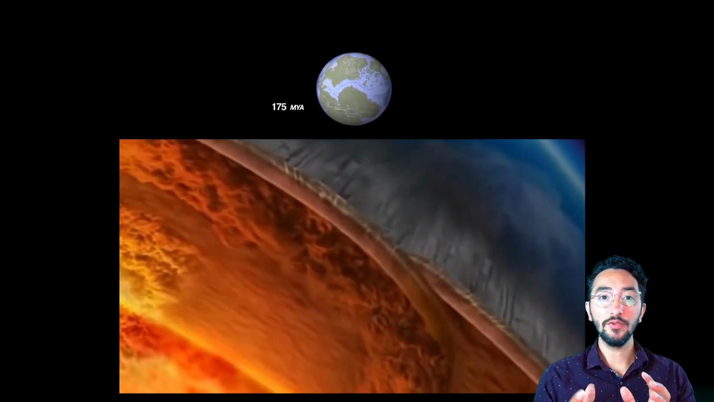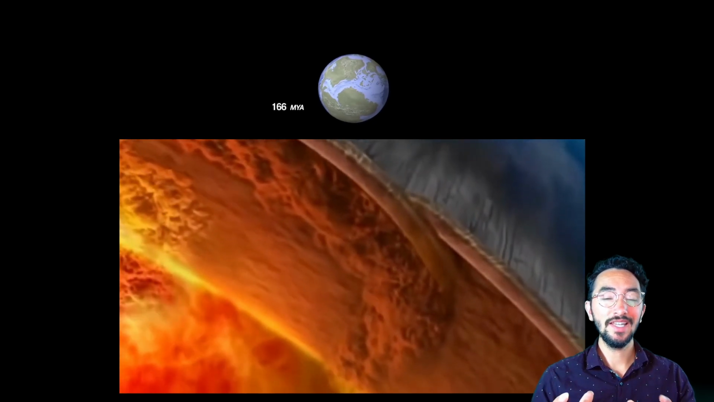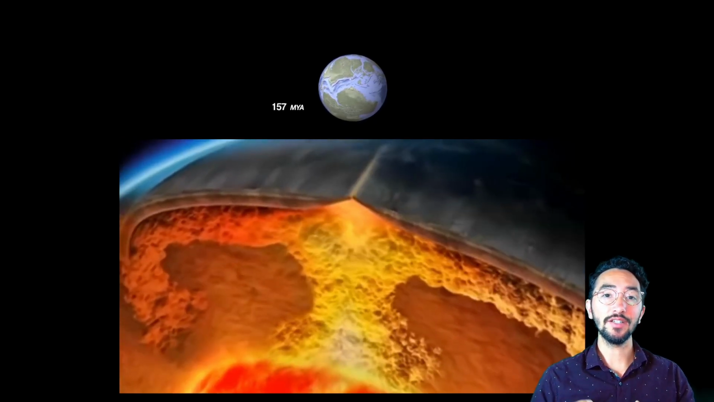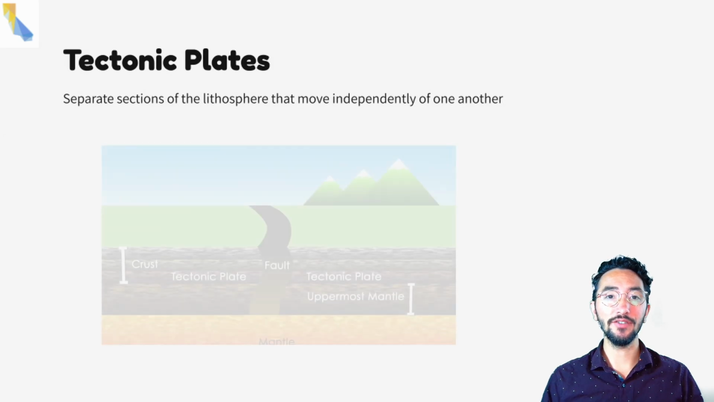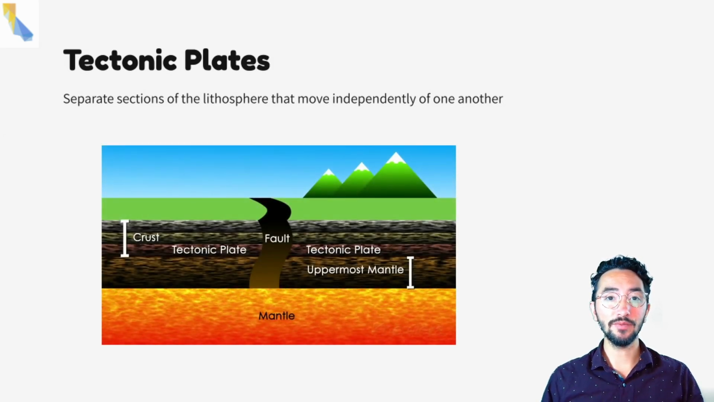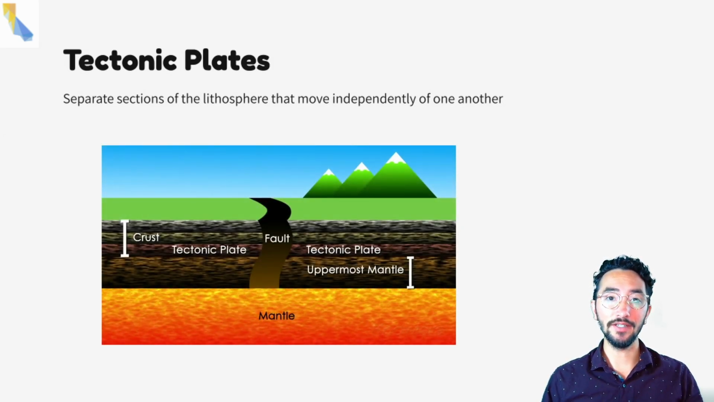When you do this to multiple pieces of the Earth's crust, they get split up into something called tectonic plates. The outer shell of the Earth is actually broken up into different sections called tectonic plates. At the interface between tectonic plates is called a fault. Now, this is where earthquakes really occur, is at fault lines.